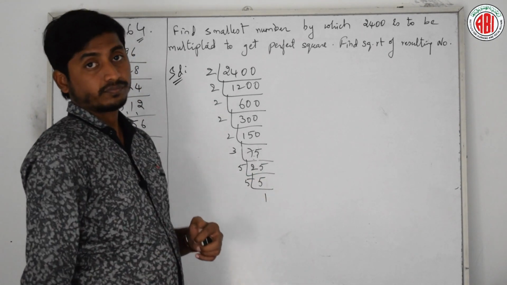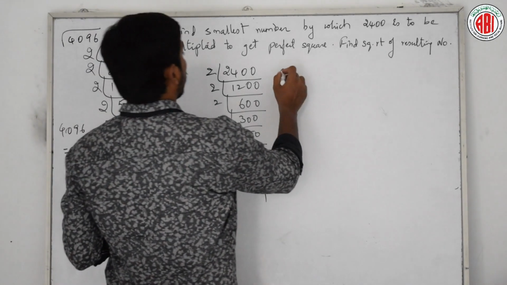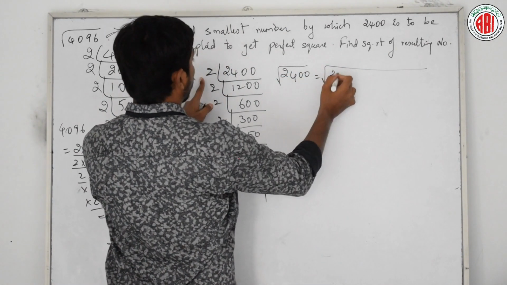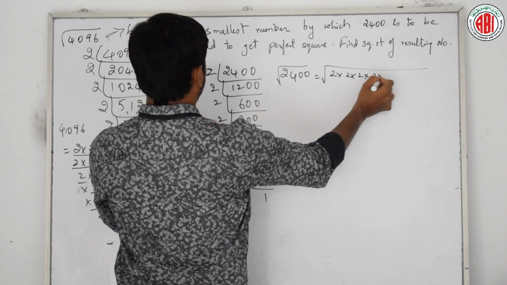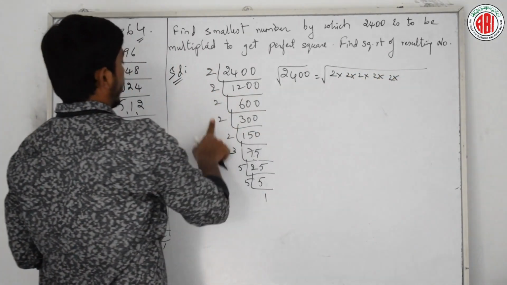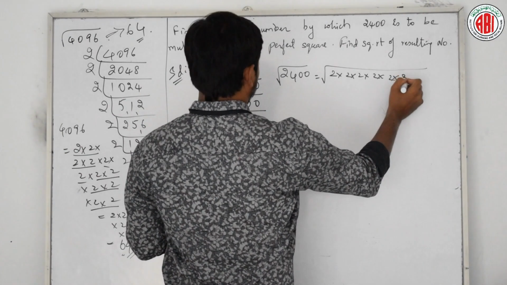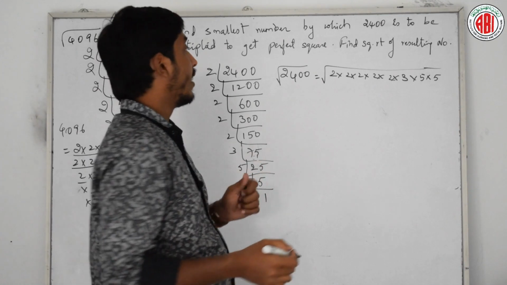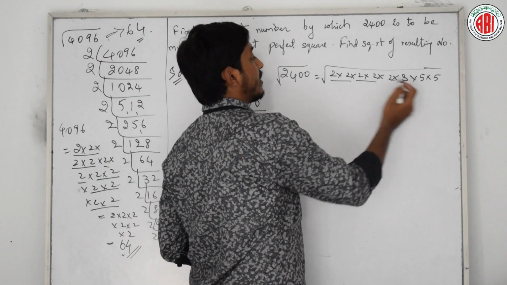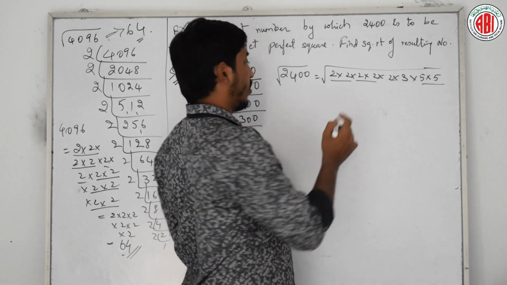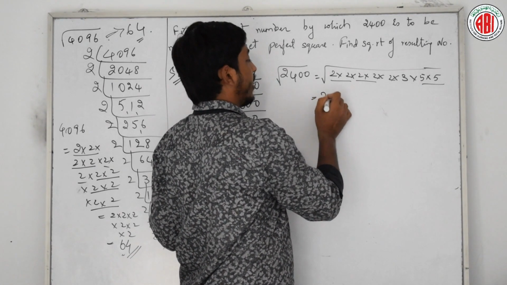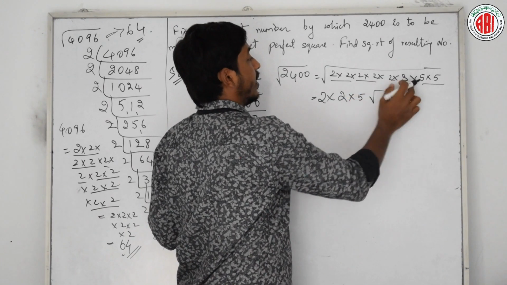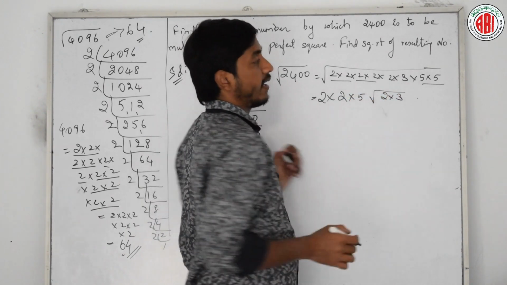Is it right? Now the square root of 2400 is equal to the square root of 2 2 2 2 2, that is 1 2 3 4 5 2s, and the next 1 3 and 2 5s. Is it right? Now wherever there are 2 numbers, let us take them outside. What do we get? Instead of these 2 2s, I will write 1 2. Instead of these 2 2s, I will get 1 2. Instead of these 2 5s, I will get 1 5. The remaining 2 and 3 will be inside.